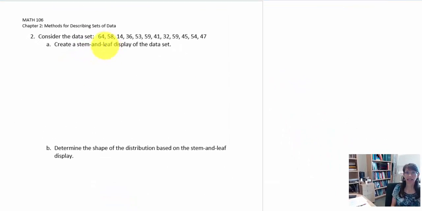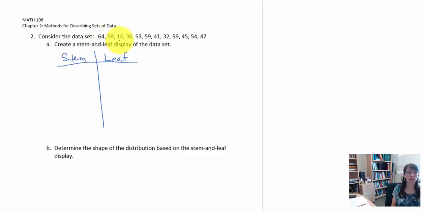Looking back at the given data set for problem number 2, I wanted to show you again by hand how to create the stem and leaf display. The stem is going to be the leftmost digits in the number, and the leaf, again, will be the rightmost digit. So we'll start by writing stem and leaf. So we're breaking the number apart. The number 64: leftmost is 6, rightmost digit is 4.